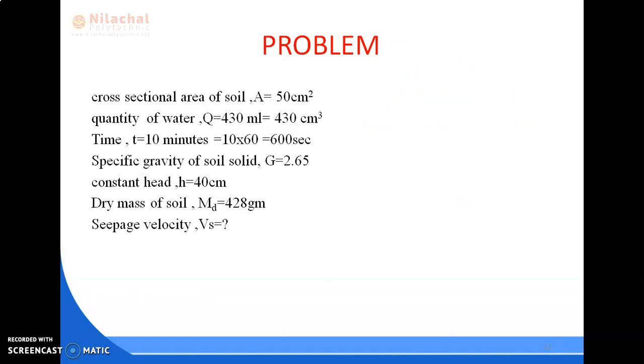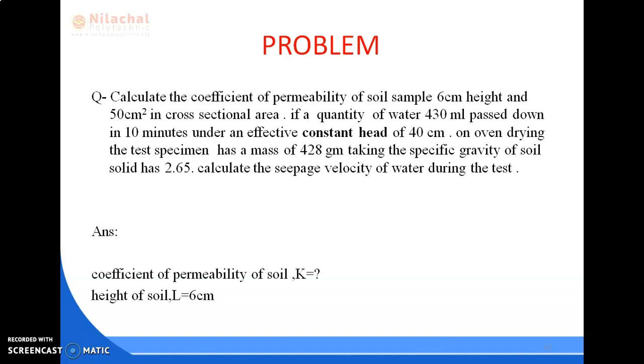Taking the specific gravity of soil solids as 2.65, calculate the seepage velocity of water during the test. So this is our question. Let us find out the given data.